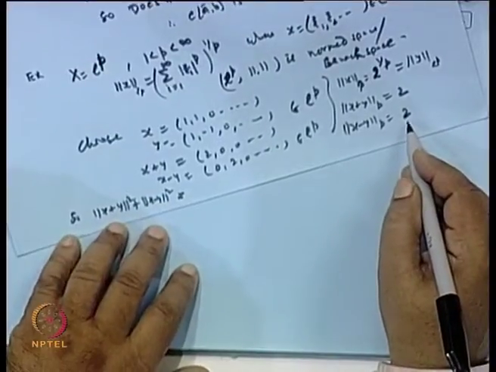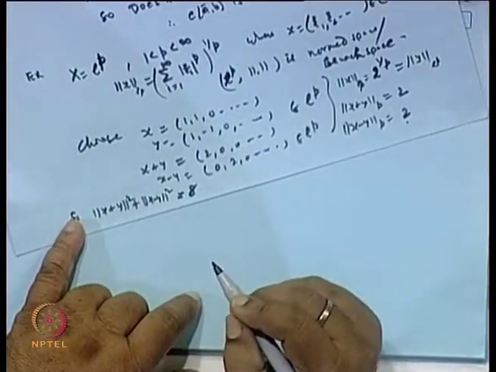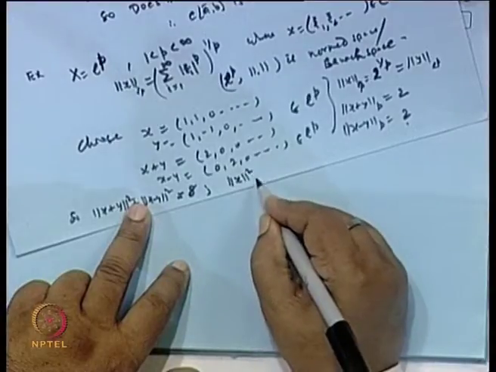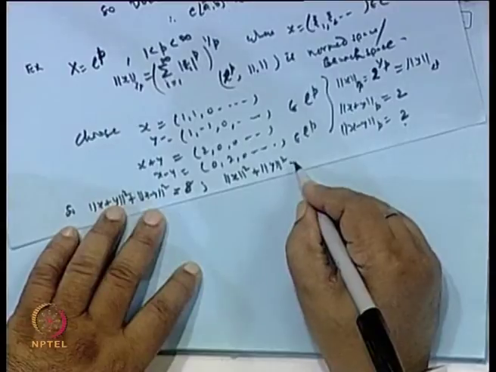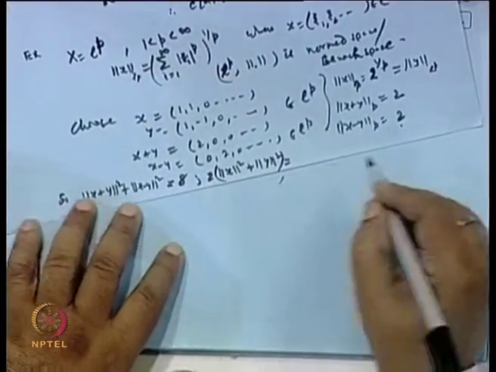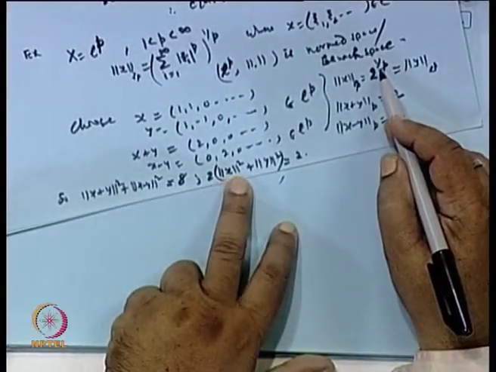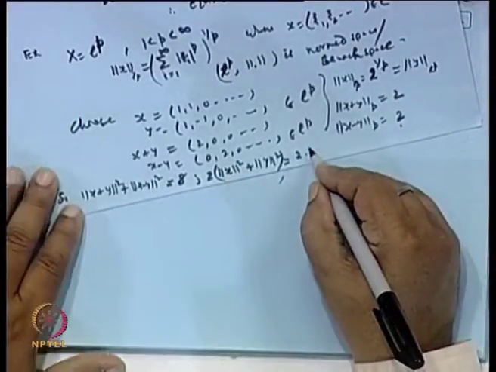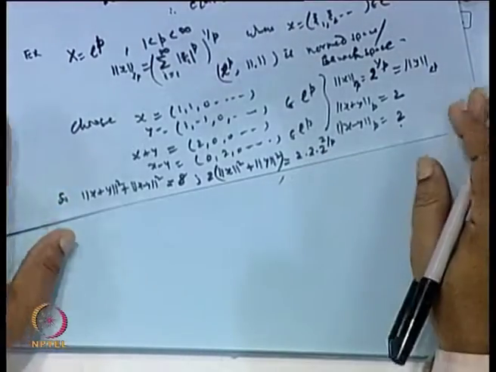2 plus 2, 2 square plus 2 square, that is 8. And what is the norm of x square plus norm of y square? 2 times of this, which is equal to 2 times of this square and again this square. So, in fact, 2 into 2 power p. Is it okay or not?